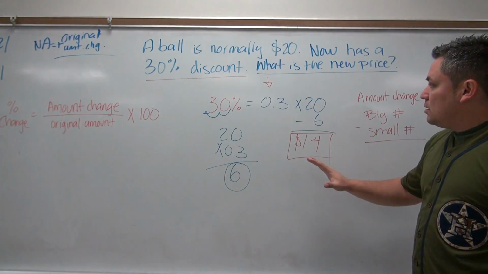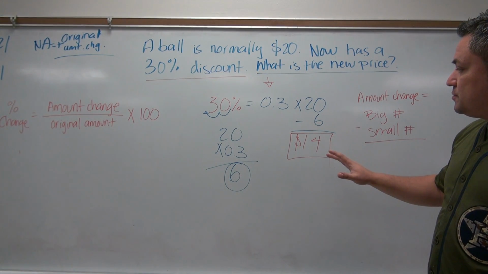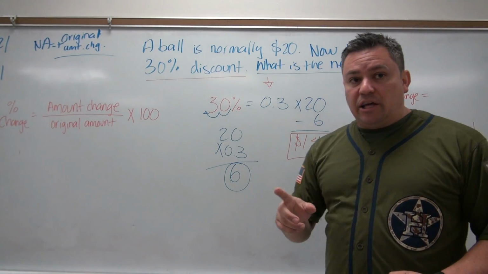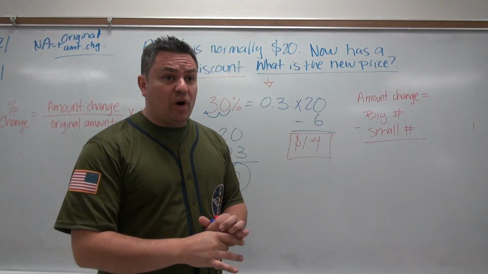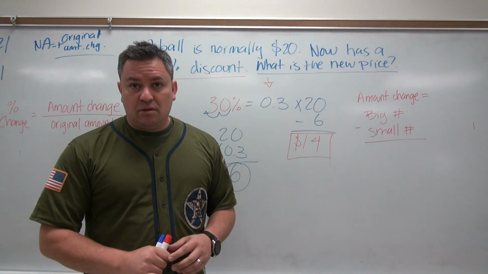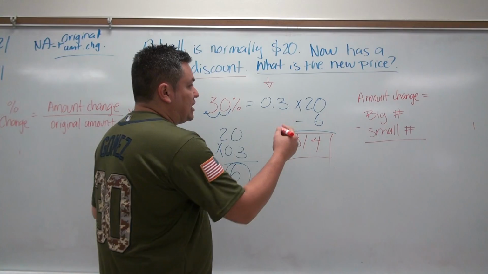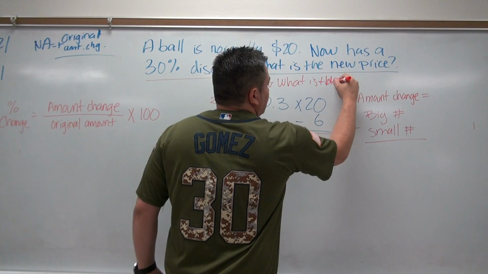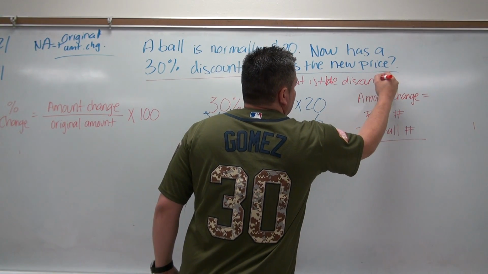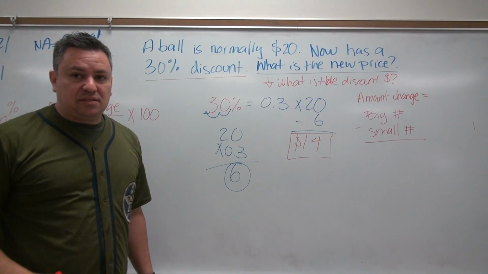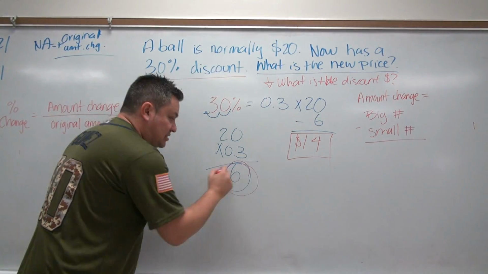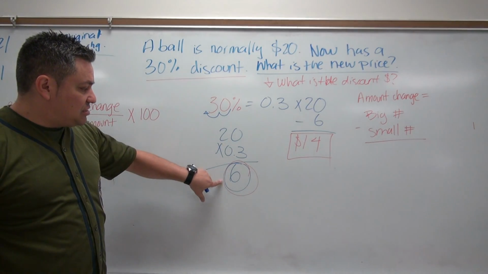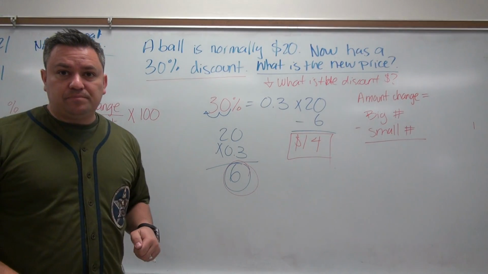Now, what you have to remember is this. What is the new price? So that means that you have to subtract. But if they're asking you differently, they might say, what is the discounted amount? If they ask you instead, what is the discounted amount? What is the discount price? It'll be that 6. That's how much it went down. It went down 30%. This is 30% of the total.